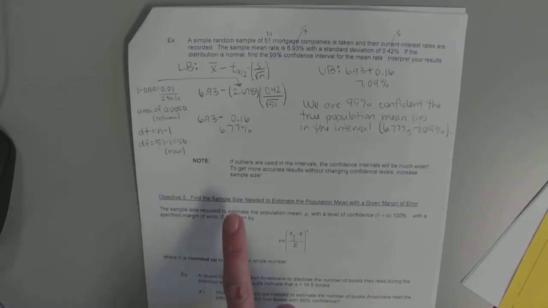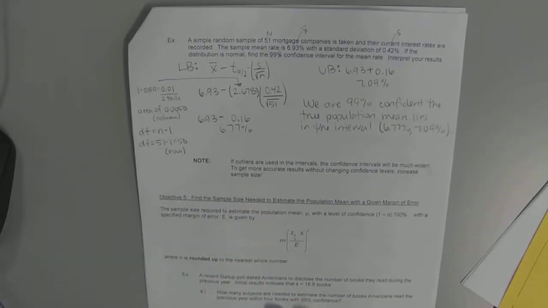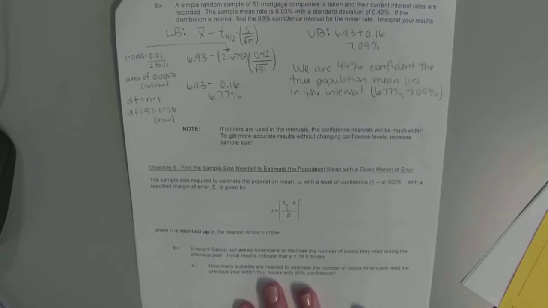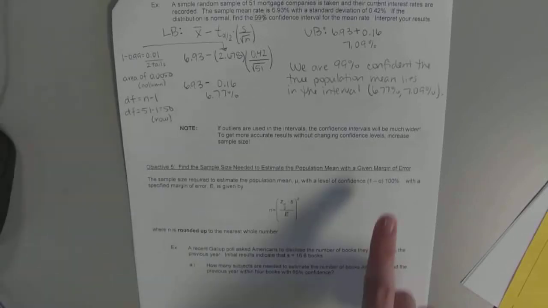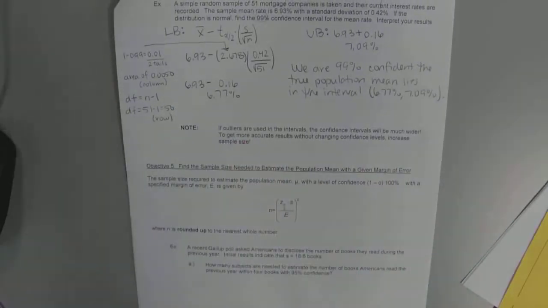Okay? The last note before we get to objective 5 is just that sometimes outliers throw off your results. So to be more accurate, a lot of times you will just throw them out. And also to get more accurate without changing your confidence level, always increase that sample size. Remember, sample size, the closer you are to the population, the better.